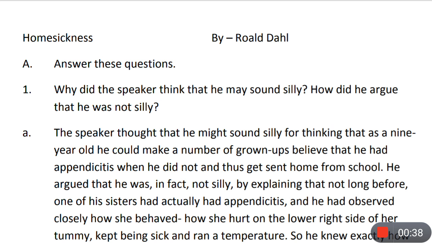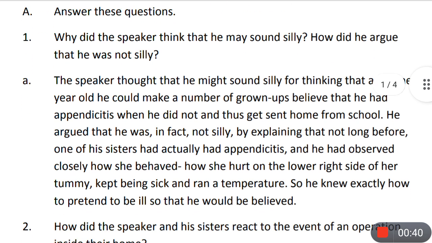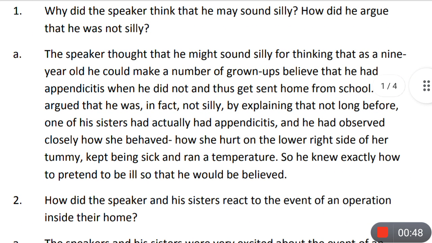Question number 1. Why did the speaker think that he may sound silly? How did he argue that he was not silly? Answer. The speaker thought that he might sound silly for thinking that as a 9-year-old he could make a number of grown-ups believe that he had appendicitis when he did not and thus get sent home from school.